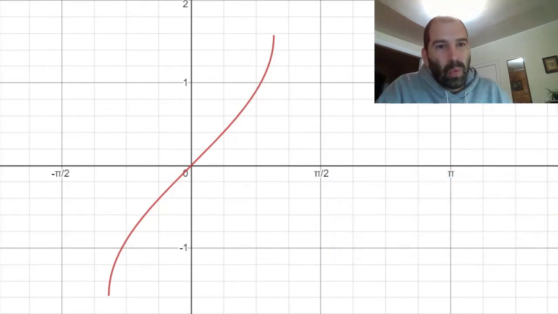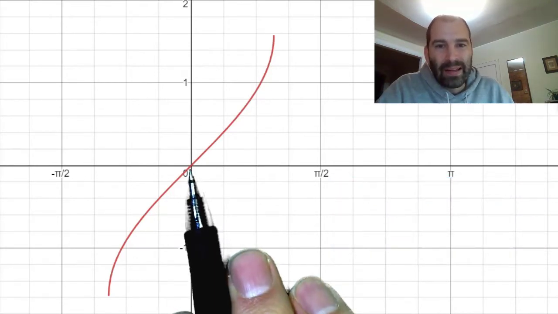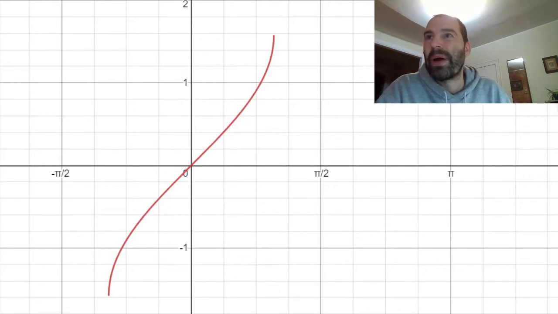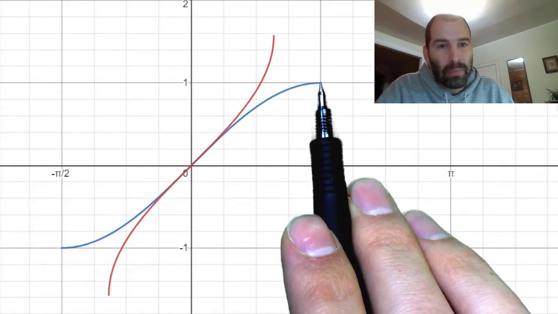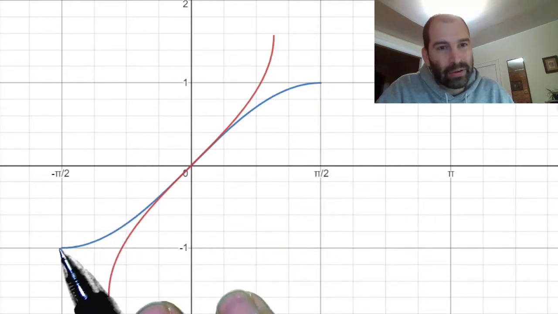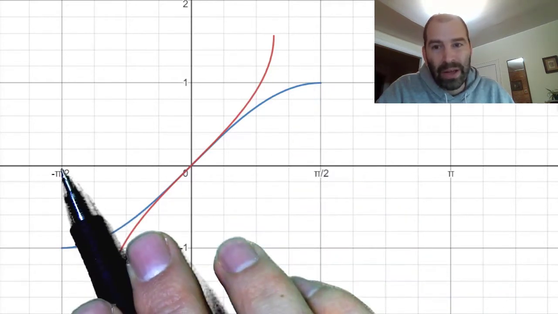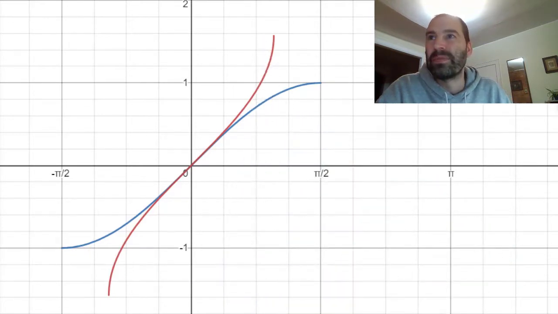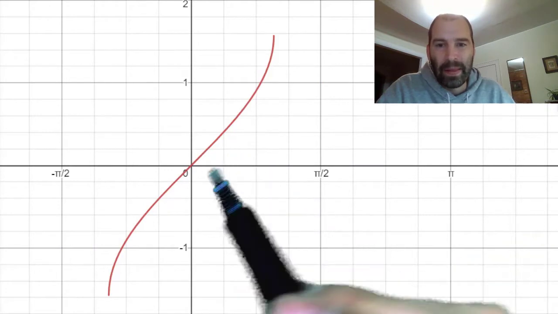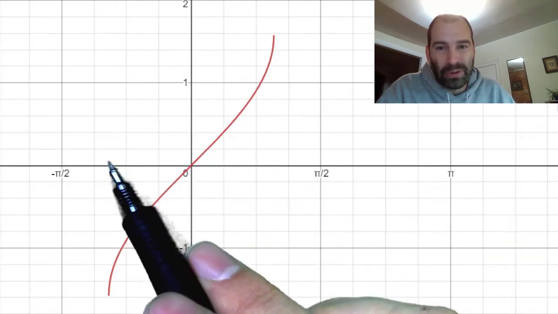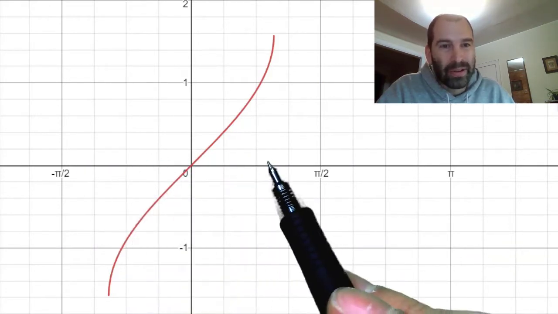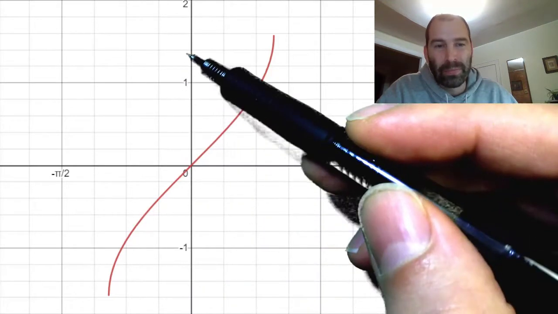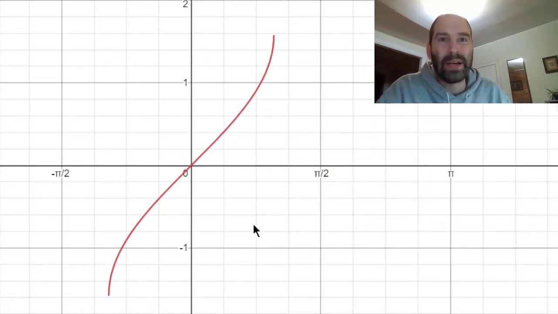Now, what has happened here is that my original function, let's put it back up here, you'll notice that its height was at most 1 and it went down to negative 1, and it extended from negative pi over 2 to pi over 2. Well, the opposite is true for this function. Its width goes from negative 1 to 1, and its height goes from negative pi over 2 to pi over 2. We can adjust this by adjusting the labeling of our axes.